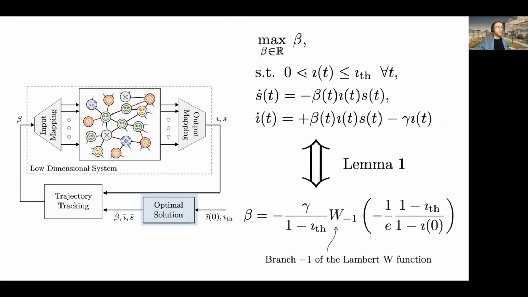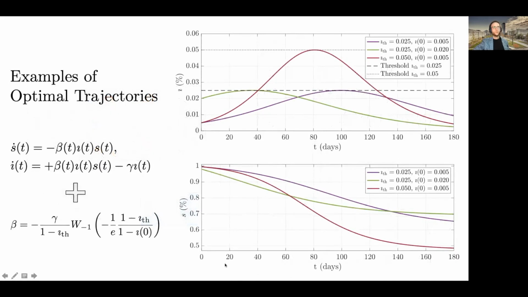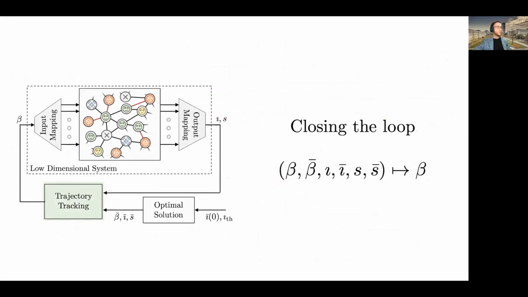And we prove in the paper that this problem has a closed form solution, which is this one here, where this is the branch -1 of the Lambert W function. And these are just a few examples of how the optimal solution looks for different thresholds or for different initial conditions. Now that we have an optimal solution, and we suppose also to have knowledge of the statistics of the evolution of the epidemics, we can think of closing the loop to make everything more robust.